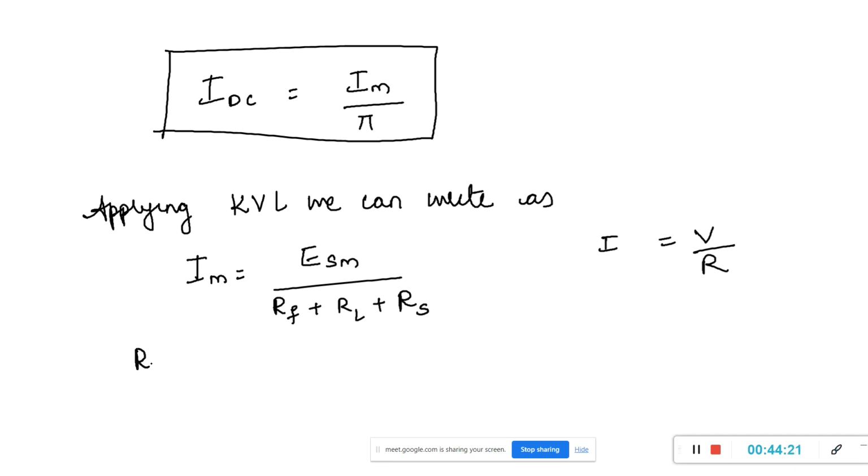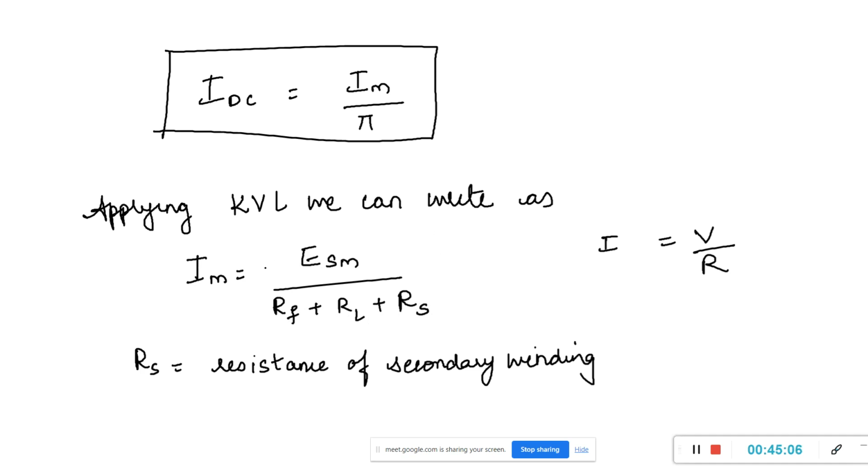So RS is what? Resistance of the secondary winding. RS is the resistance of the secondary winding of the transformer. If RS is not given, it can be neglected. You can take this as Im. Im is equal to ESM divided by RF plus RL. RF is the internal diode resistance. RL is the load resistance. RS is the resistance of the secondary winding.